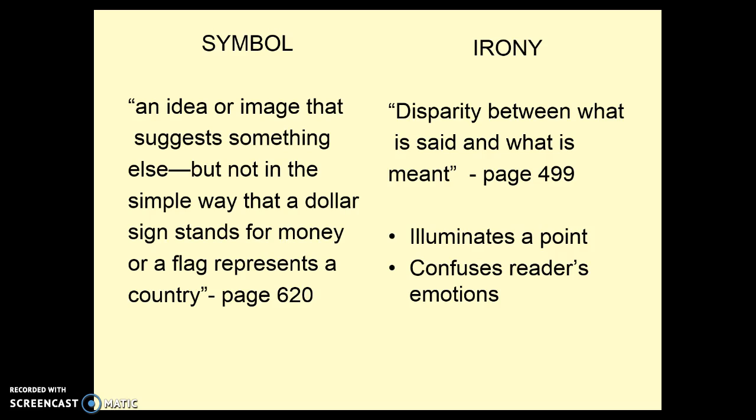And irony is a disparity between what is said and what is meant. So it illuminates a point, and it is also meant sometimes to confuse the reader's emotion. So verbal irony is used in poetry sometimes to do that. It has to do with tone, and also sometimes with theme.